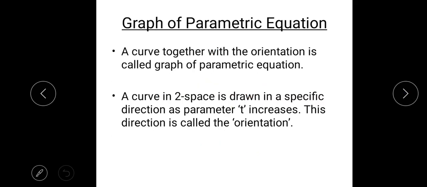Now we are moving on to the graph of parametric equation. A curve together with the orientation is called graph of parametric equation. So we need the equation with the corresponding orientation. Now what is orientation? A curve in 2 space is drawn in a specific direction as parameter t increases. This direction is called the orientation.